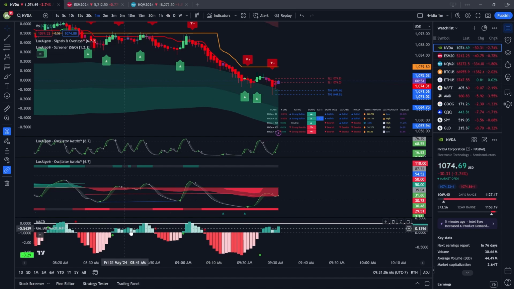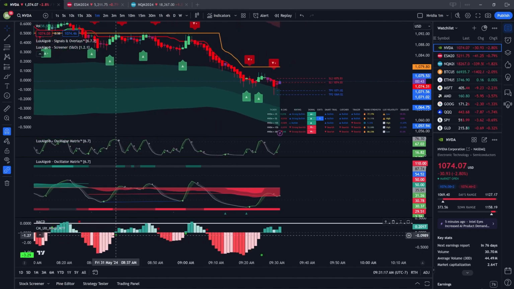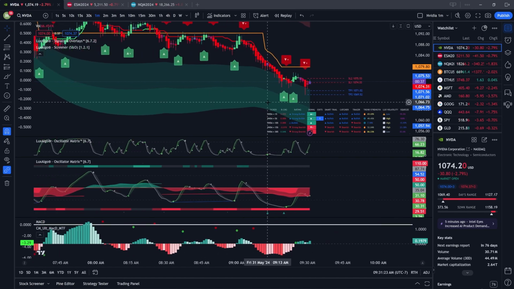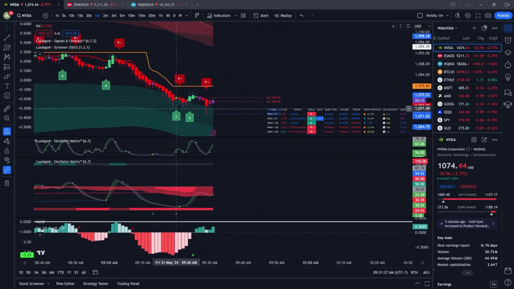Since they're exactly the same, I just added the Chris Moody MACD, and I just kept the dots when the lines cross. So it's just more entries and exits. It's up to you which one you would want to use. Do you want to use a signal here? Do you want to use a dot here?